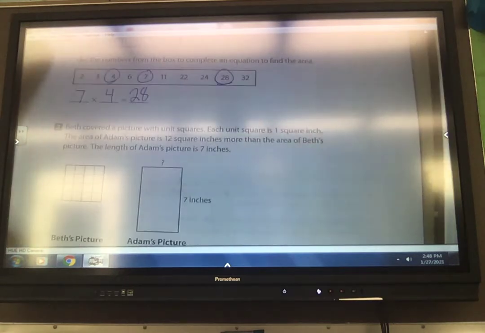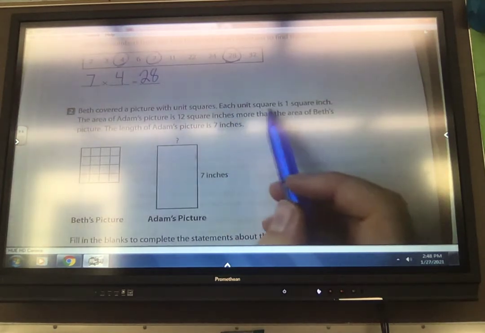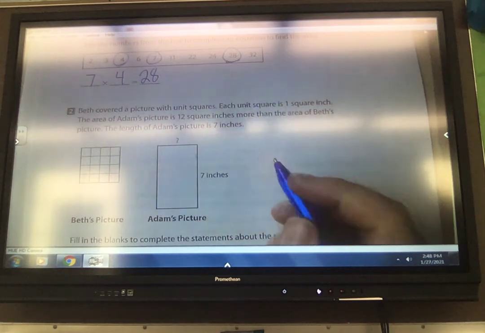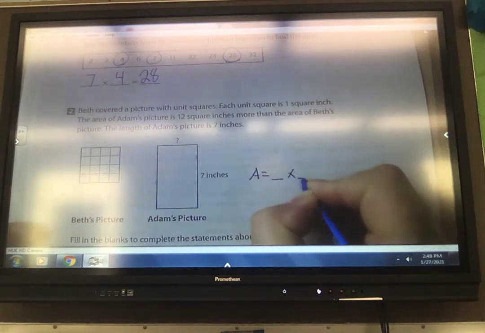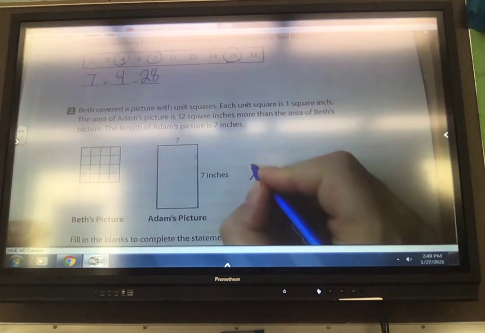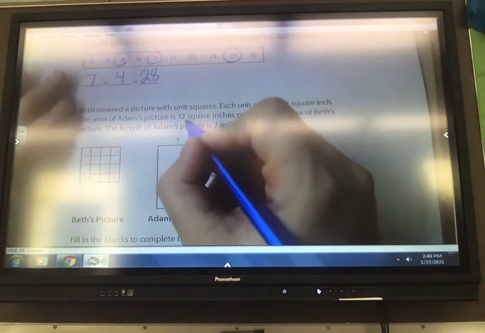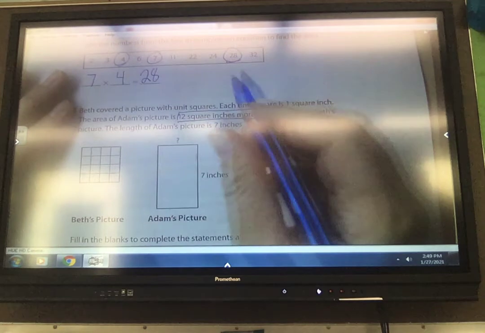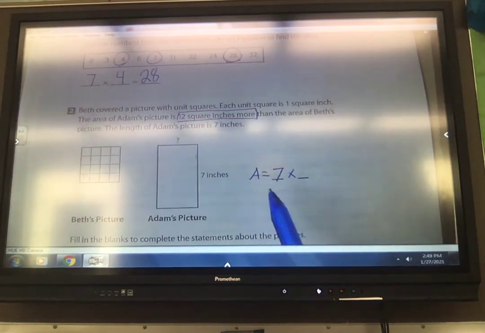Number 2. Beth covered a picture with unit squares. Each unit square is 1 square inch. The area of Adam's picture is 12. I'm going to write this down on Adam. Area equals blank times blank. We already see the 7. We know our area has to be, oh wait, I got to finish reading. 12 square inches more. It's not 12, it's 12 more. So that I'm going to keep in mind. I can't fill this out yet.